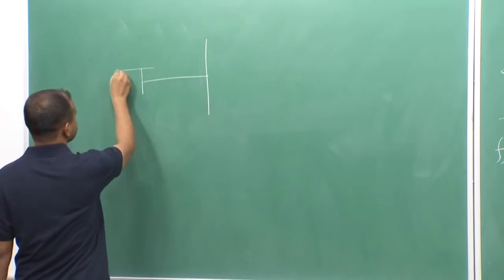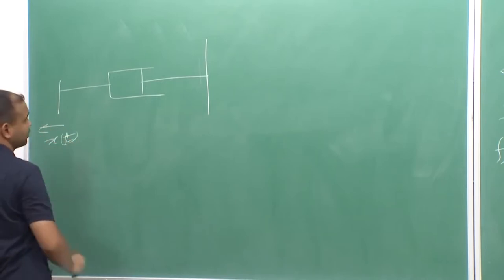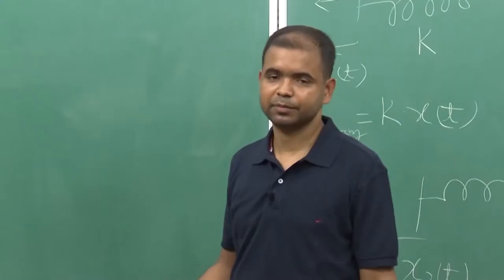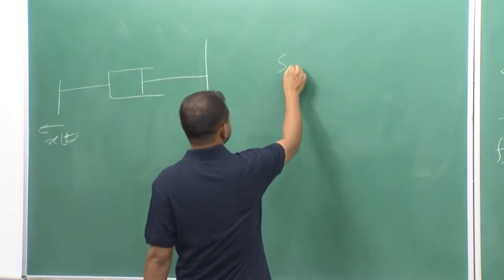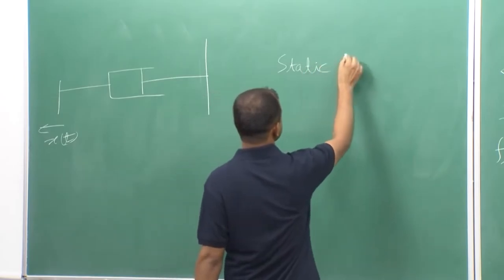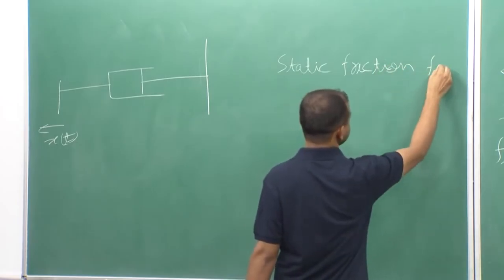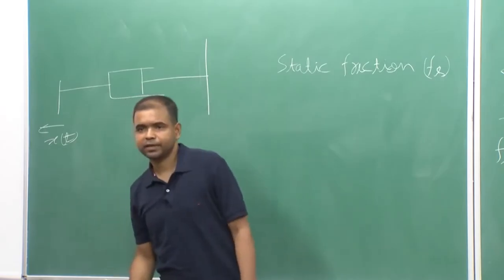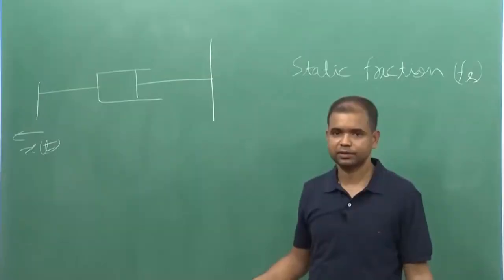And the third element is the damper. The damper is basically non-conservative in nature. It dissipates energy from the system to the environment, and it works basically on friction. In nature, there are three types of friction. The first is static friction, F of S. Static friction is realized when we apply a force on a body just before the movement. Once the body starts moving, this friction disappears.